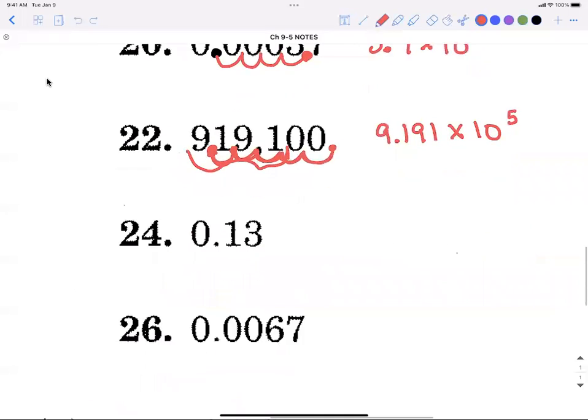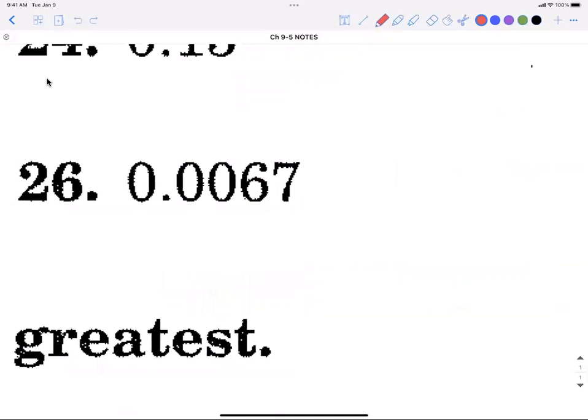I'll do one more. We're going to do this one and then we're going to be done. Okay. 0.0067. Take a minute. I want you to try to work it first. Get it in your notes. Try to work it, and then we're going to work it together.